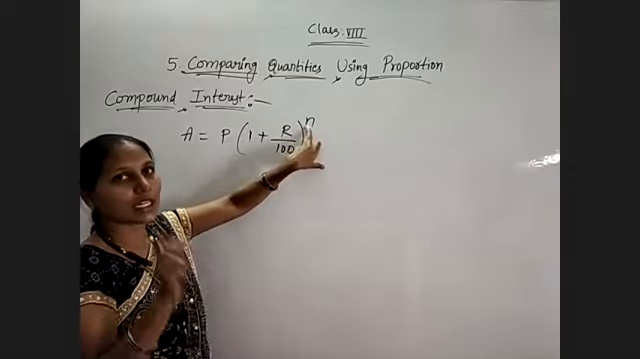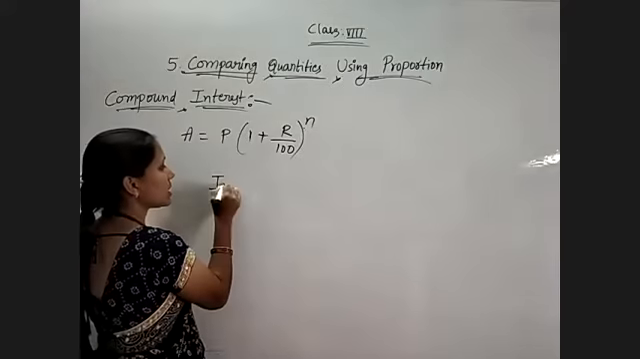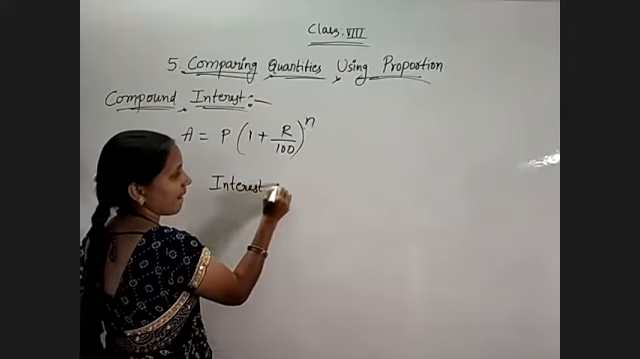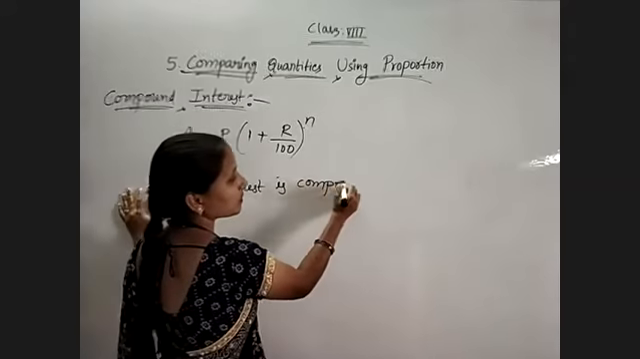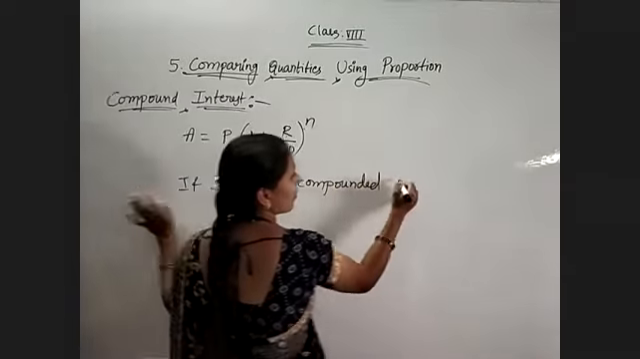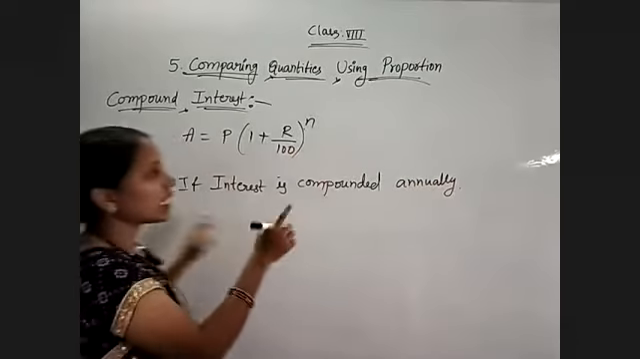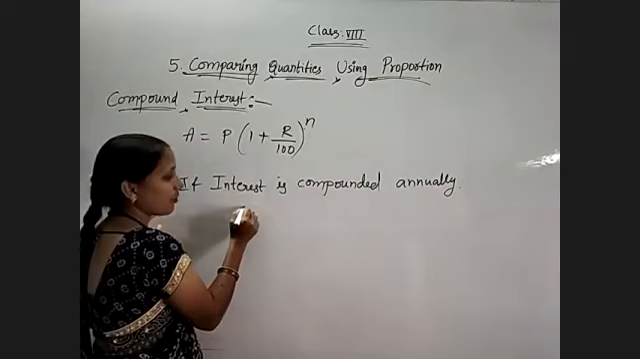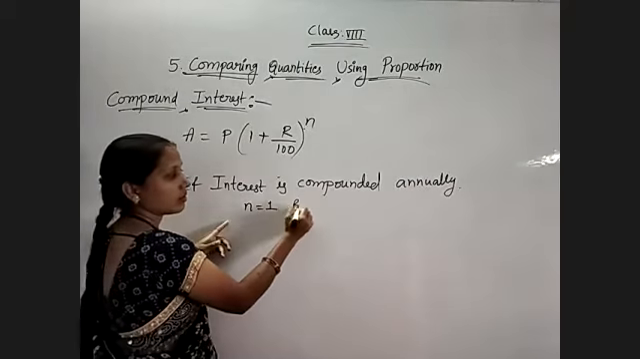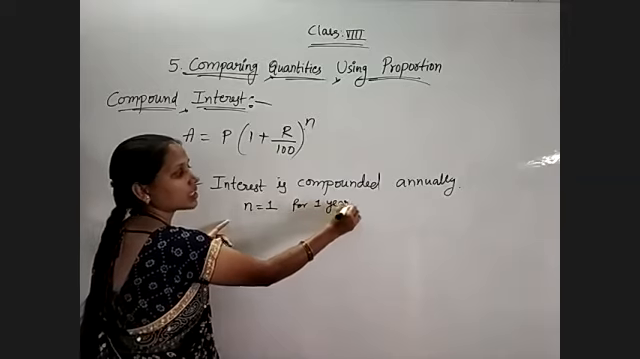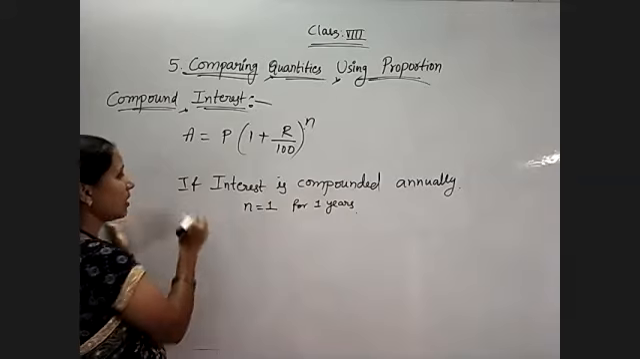For 1 year, we will get one conversion period when interest is compounded annually. It means for a year, if it is compounded, the number of conversion periods is equal to 1 for 1 year. So however many years they give, that many conversion periods you will have.